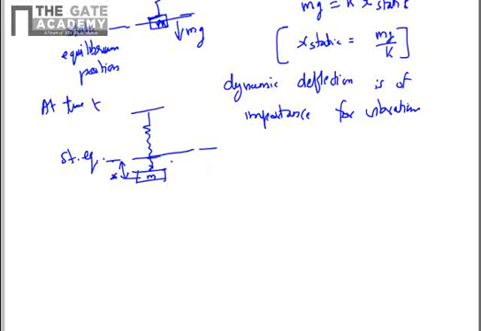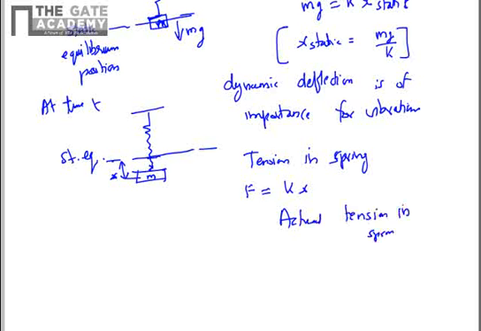Then there will be tension in the spring and there will be a force in the spring. So that force can be given by F is equal to k into x, the displacement from the mean position. However, the actual tension in the spring will be equal to mg plus kx. F actual will be equal to mg plus kx, but this mg will get cancelled out, that you will see from the derivation.